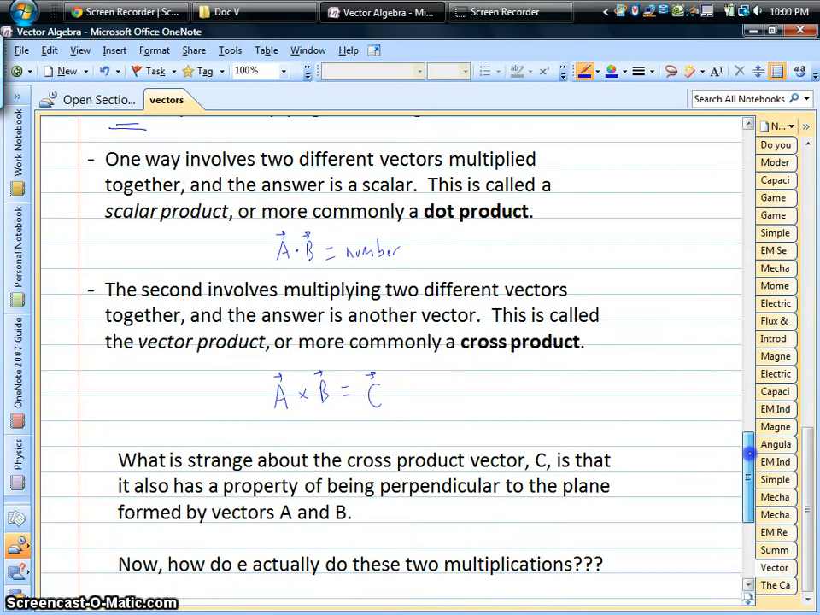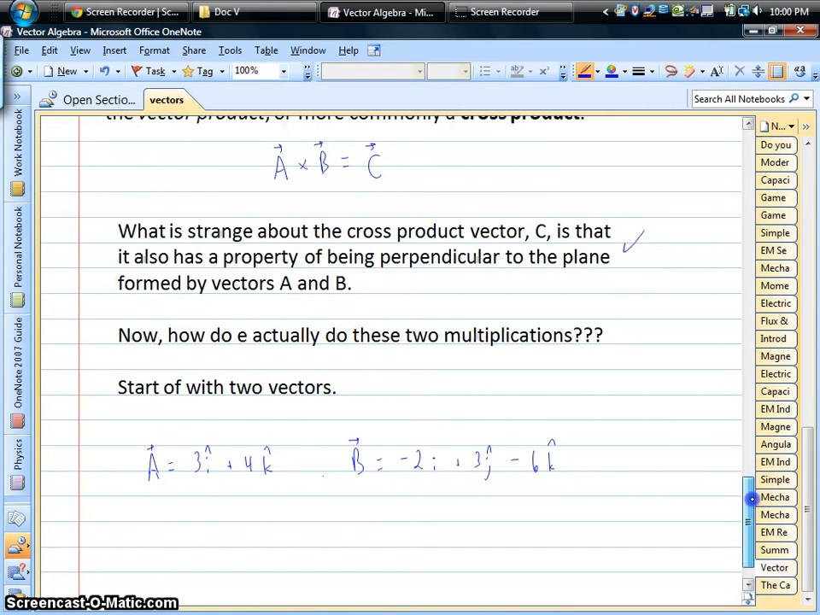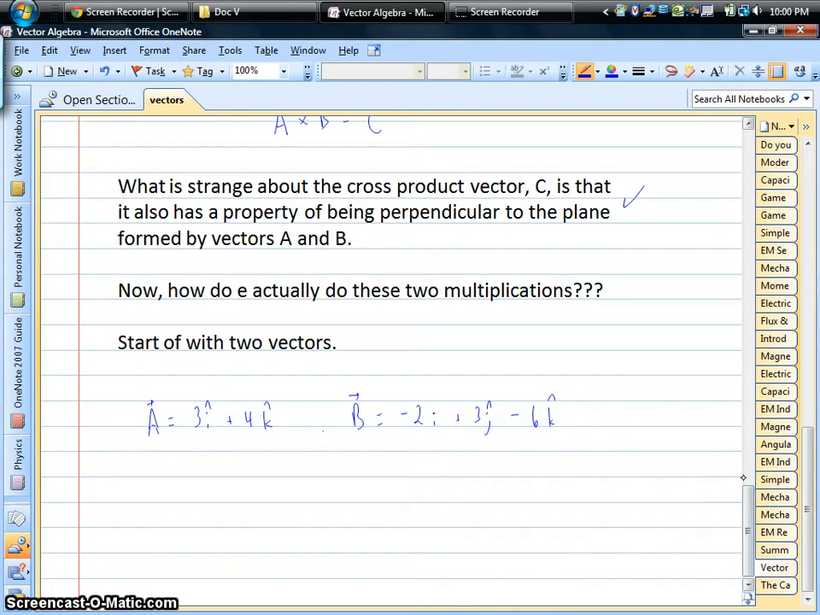The cross product is especially strange because this third vector that pops out is actually perpendicular to the two vectors that you multiply. Okay, the plane that they form. Vector C in this case is going to be perpendicular to the plane of vectors A and B. So what I wanted this video to do is just kind of show you the mechanics of the machinery that you use to get the answers out. How do you actually do the multiplications?